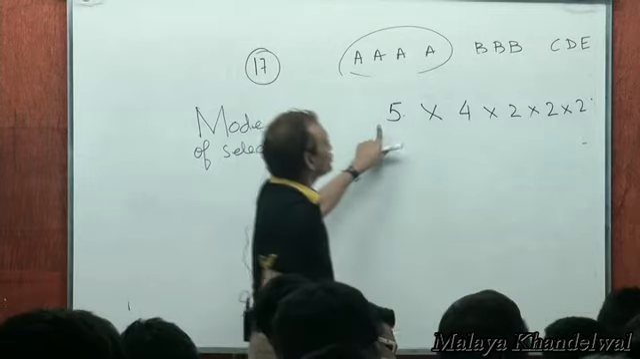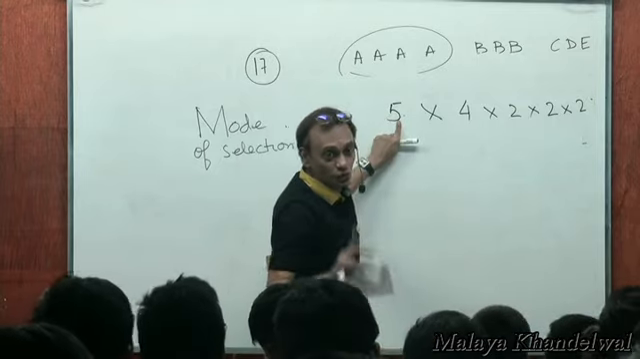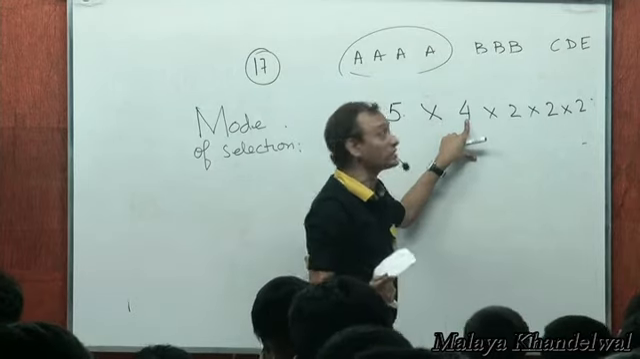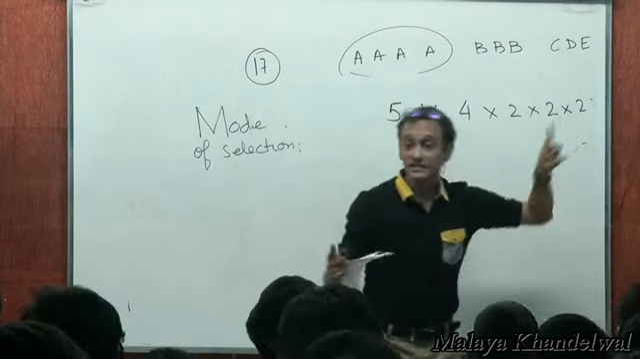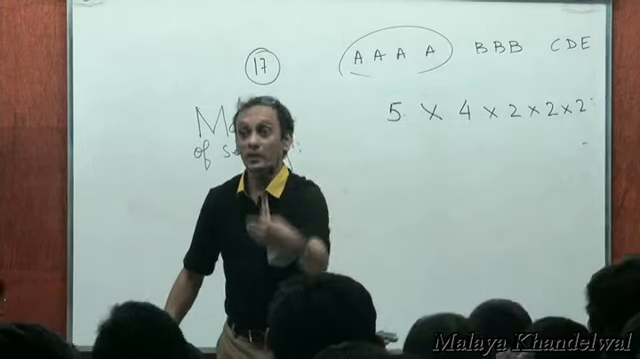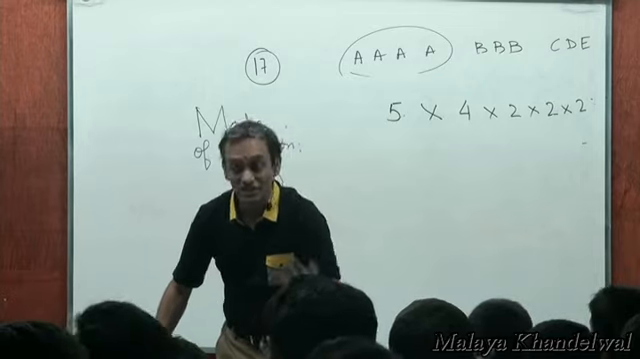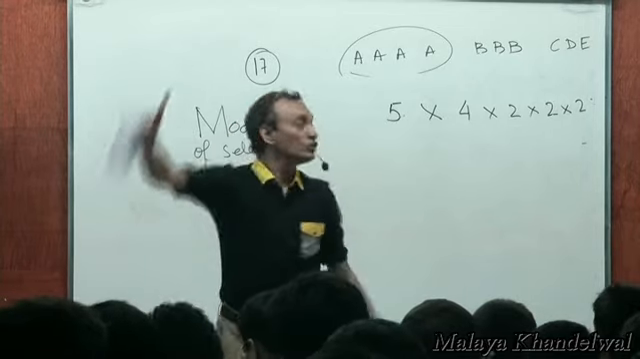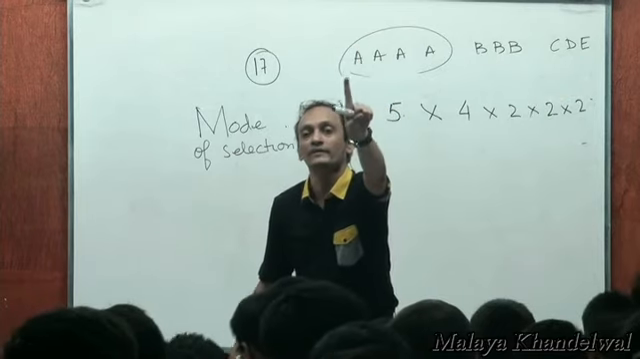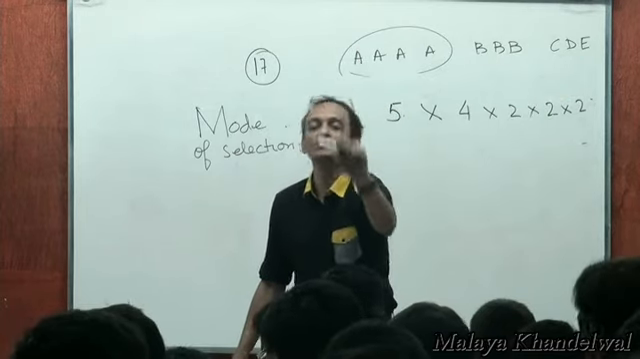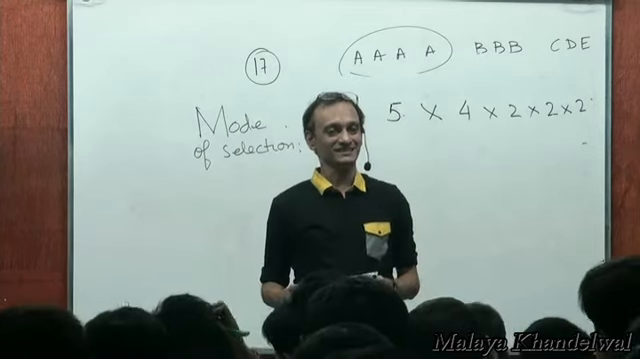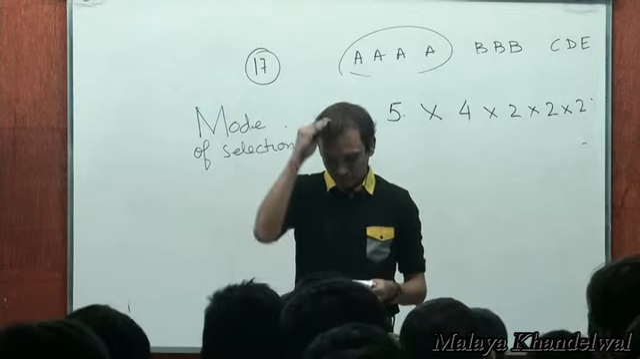Isn't it? See, this 5 includes a case in which no A is selected. This 4 includes a case in which no B is selected. No C, no D, no E is selected. That means in this count there is one case in which nothing is selected. But in the given problem, we have to select at least one thing. So exclude 1 from this product, minus 1. This minus 1 would give me the number of cases in which there is at least one selection. Yes or no? Right?